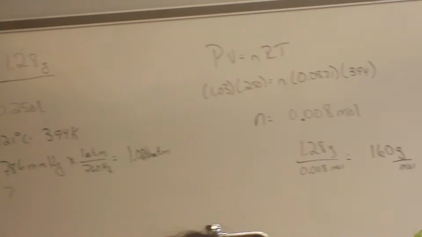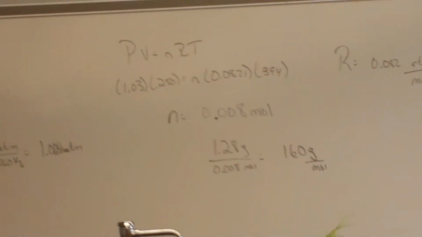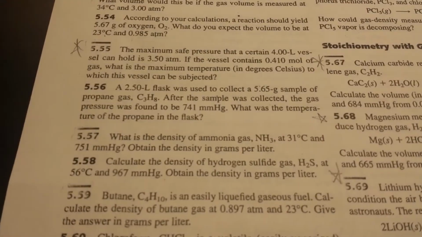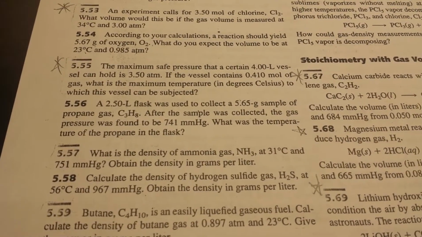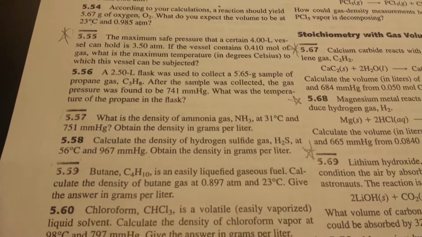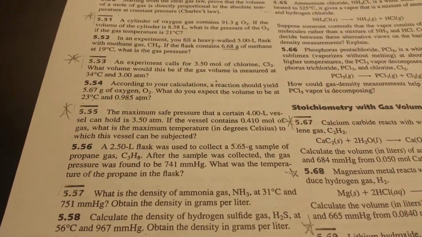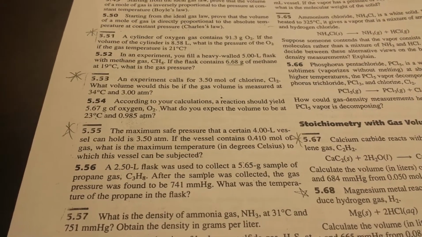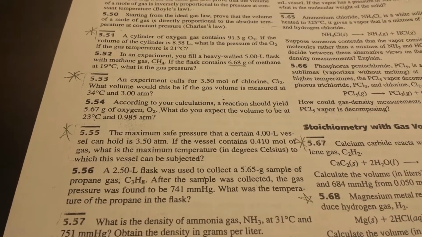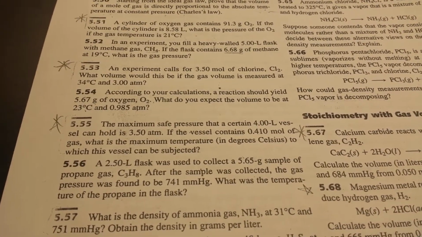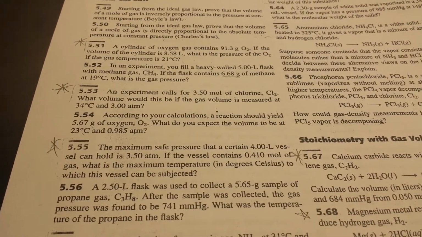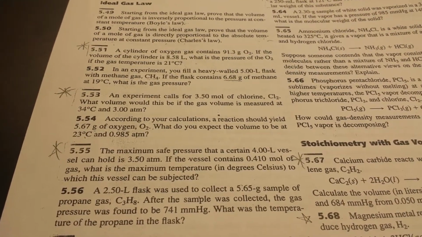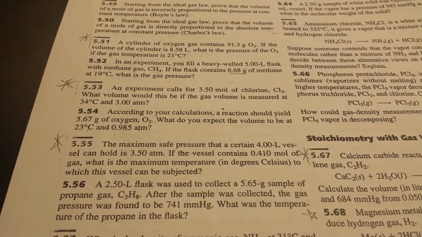Wait, where did you get 1.28 grams? It was given to us in the problem. It says we got a 1.28 gram sample, and they ask us what is the molecular weight. So if I know grams, all I have to do now is calculate moles. Keep in mind, volume has to be in liters for PV equals nRT.